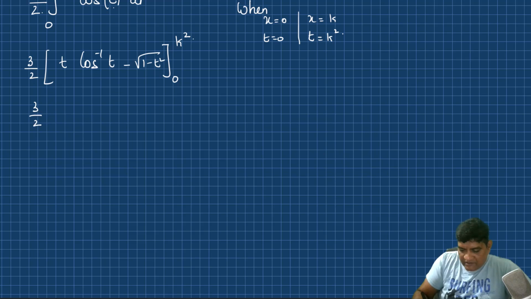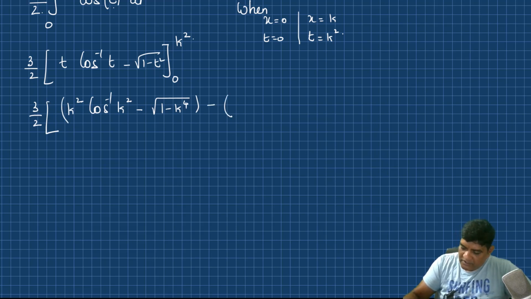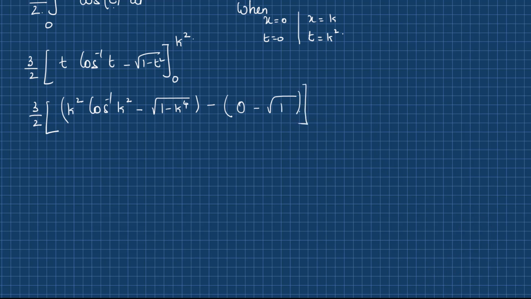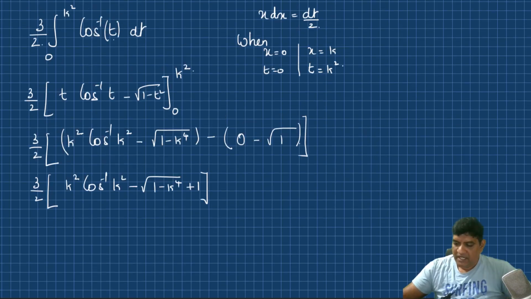So that's going to give me 3 over 2, open parenthesis, k square cos inverse of k square minus root of 1 minus k to the power of 4. And then I'm going to be substituting a 0. So the first one is simply going to be 0 into cos inverse of 0, which is 0, minus root of 1 minus 0, which is simply a 1. Plus 1. And this is going to be the integral.